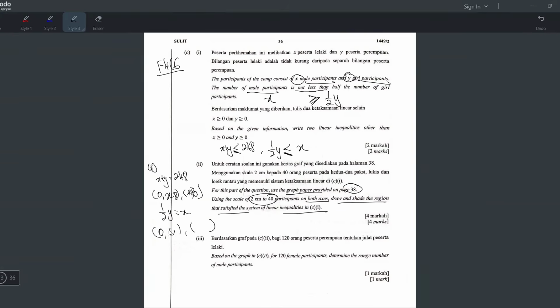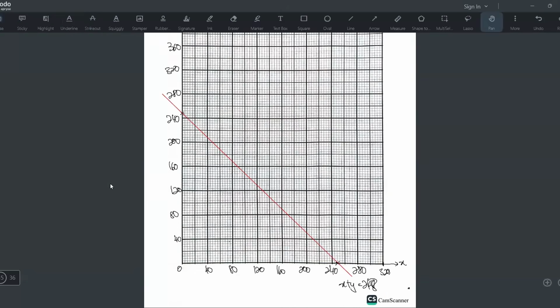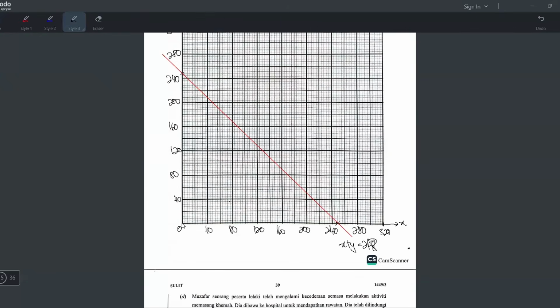If we substitute X as zero, Y will be 0 times 2, which is 0 also. So the first point is 0, 0. And you can plot that, no problem. 0, 0, easy.